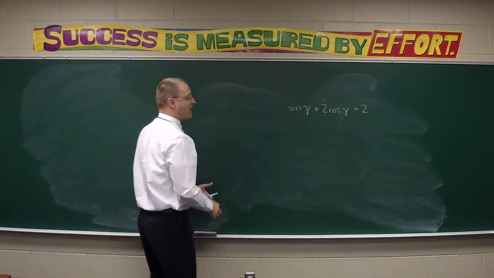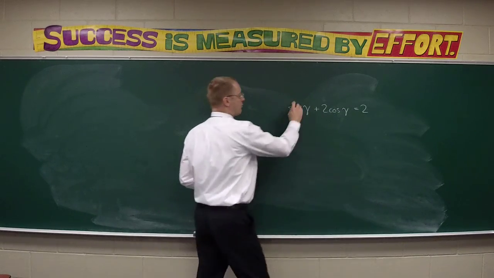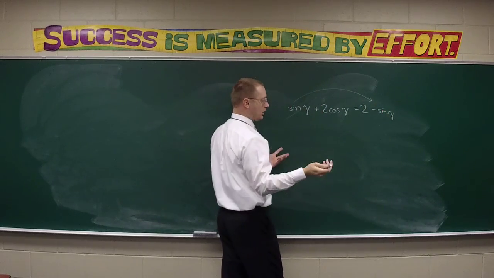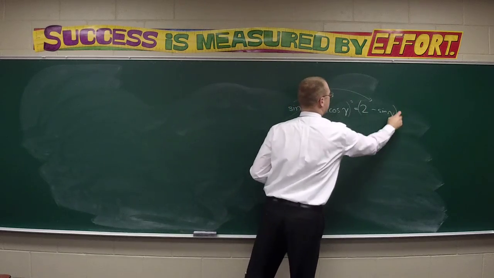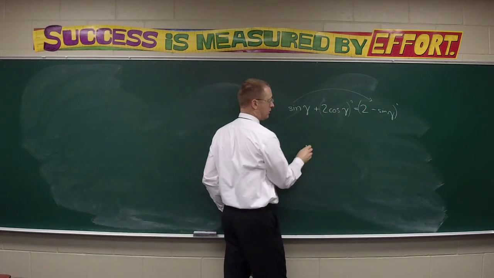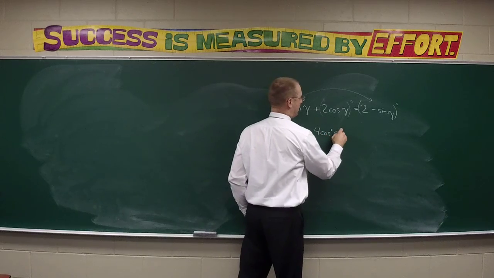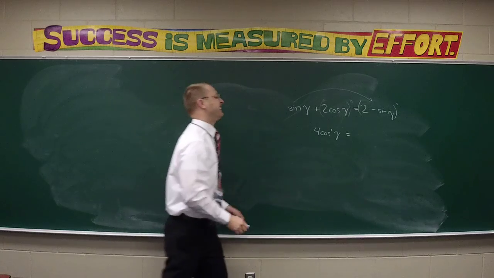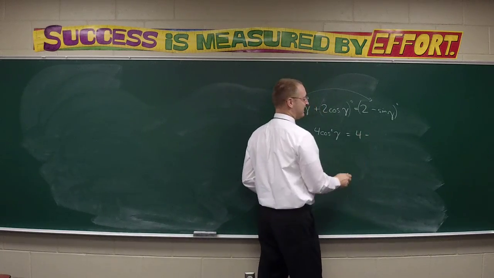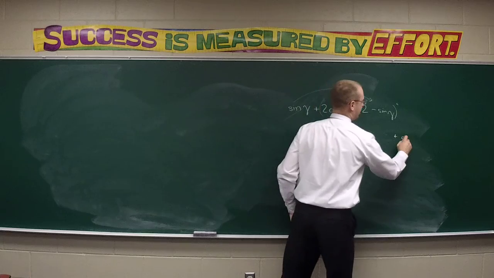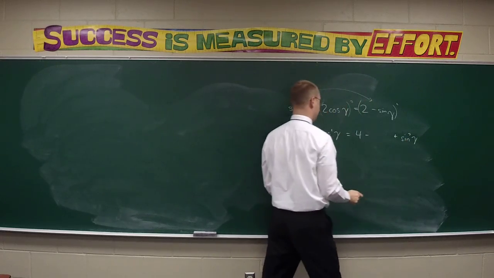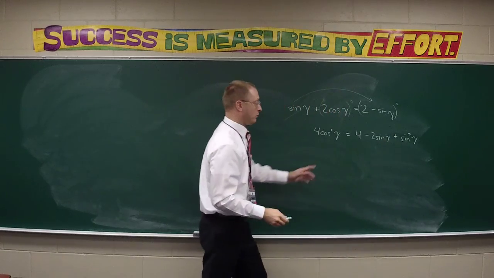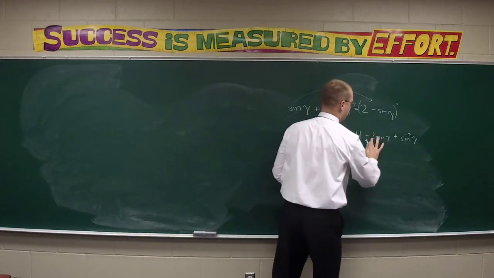So let's isolate that. Let's move the sine over, so you get negative sine gamma. And now let's square both sides. On the left, 4 cosine squared. On the right, we have 4 plus sine squared, and then careful, multiplying the double, negative 4 sine.